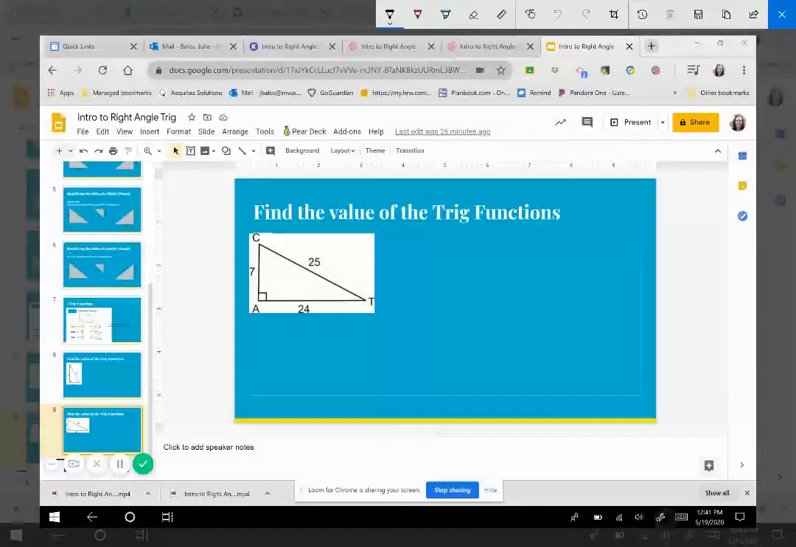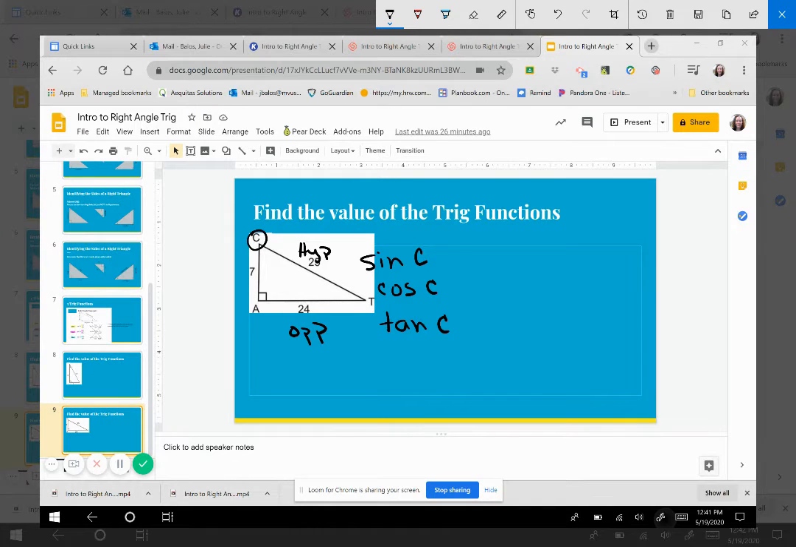Let's do both. For angle C, we're going to find sine of C. Actually, let me erase that. We're going to find sine of C. We're going to find cosine of C. We're going to find tangent of C. Okay, so if we're looking at C right here, hypotenuse is 25. Opposite of C is 24. Adjacent to C is 7.